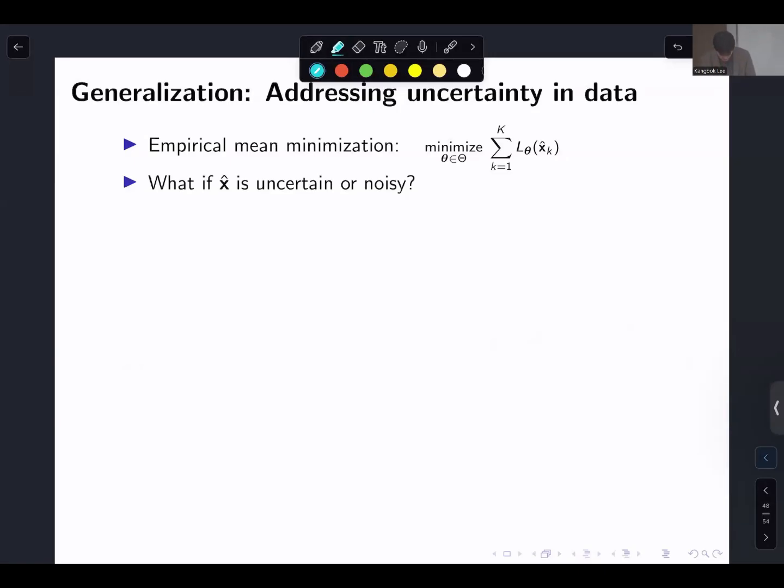So before I start, let me see if there's anything important that I wanted to say that I missed. And, yeah, I don't think so.